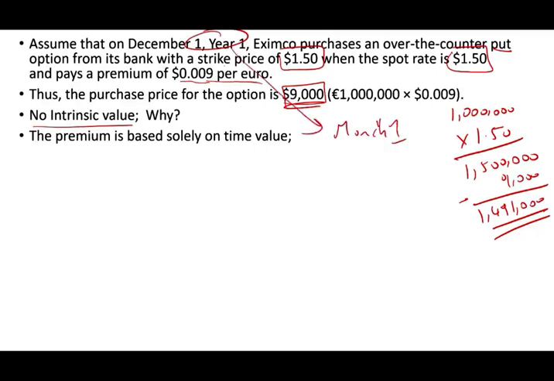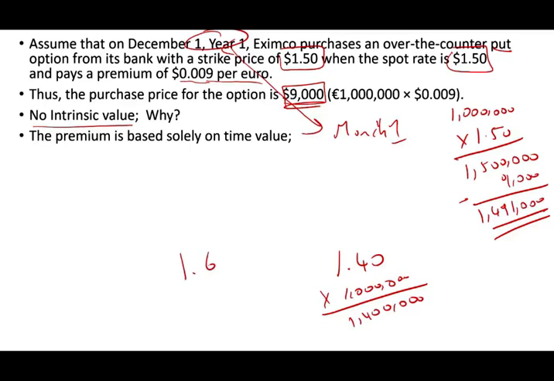From here to here, if the price drops, then you'll be good. This put option is good. So what you're doing is protecting yourself. Your fear is the price is going to drop to $1.40. If it drops to $1.40, you have 1 million euros and you would receive, if you're not protected, 1.4 million.